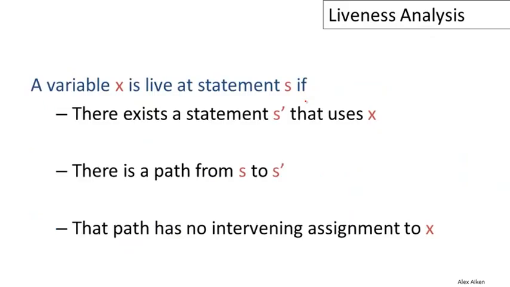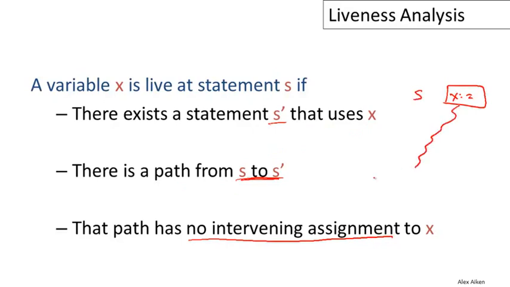So to summarize, a variable x is live at a statement s if there exists some statement that uses x, some other statement s prime that uses x, and there is a path from s to s prime, and there's no intervening assignment on that path to x. So there needs to be an assignment to x at some statement s. There is some path through the program that reaches a read of x at some statement s prime, and along that path there is no write to x. And if this situation arises, then we say that this value written in this first statement s is live.